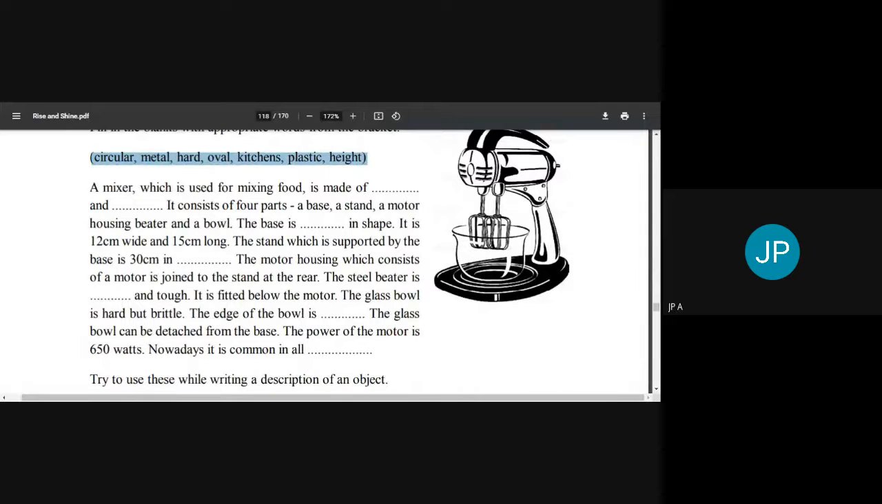The edge of the bowl, that is the shape. So that is the next shape you can describe. Edge of the bowl is dash in shape. What is the edge of the bowl? Is circular in shape. That's right. It is circular. The glass bowl can be detached from the base. എടുത്ത് മാറ്റാൻ പറ്റും.